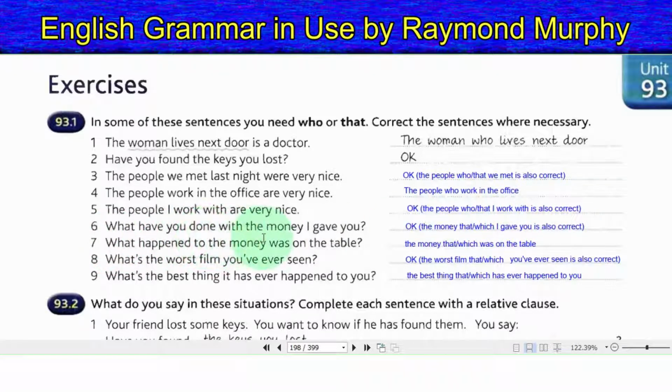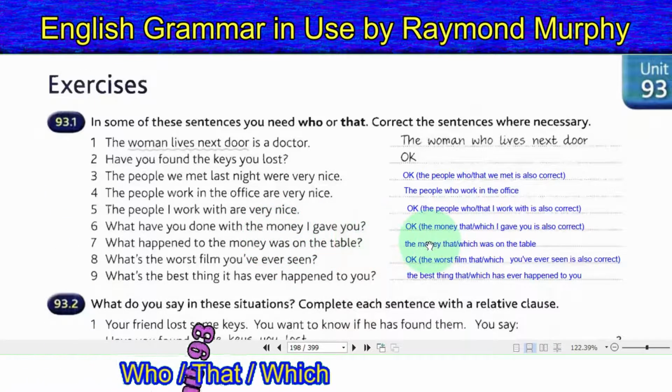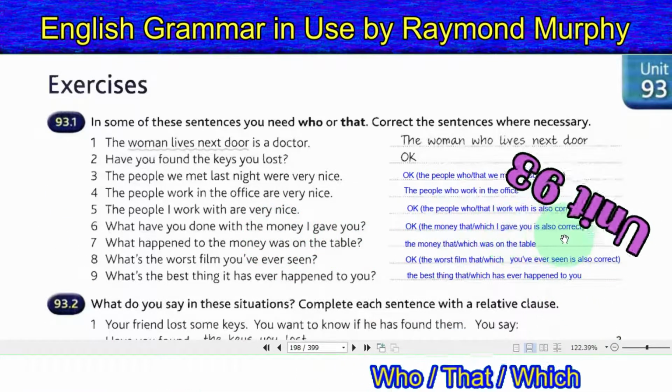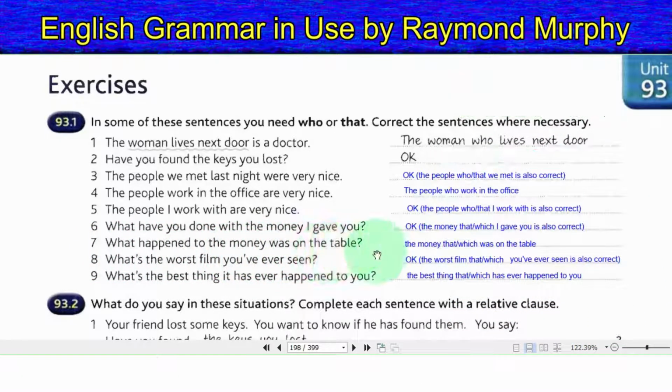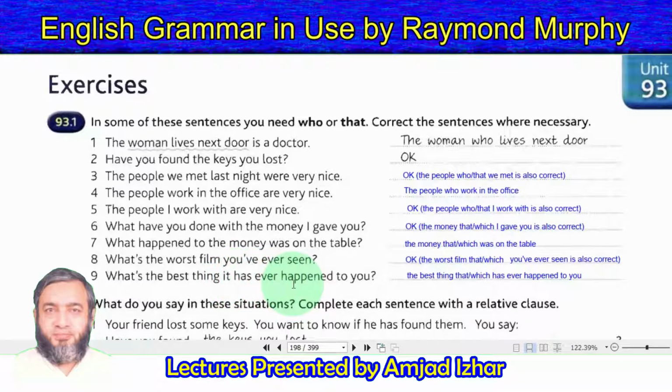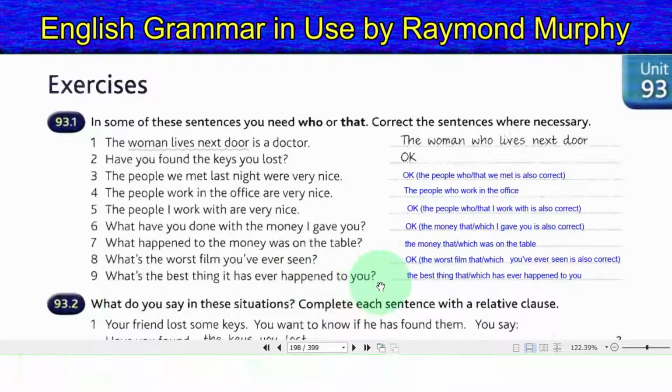What have you done with the money I gave you? Okay, the money that I gave you is also correct. What happened to the money was on the table? The money that was on the table. What is the worst film you have ever seen? Okay, the worst film that you have ever seen is also correct. What's the best thing that has ever happened to you? The best thing that has ever happened to you.